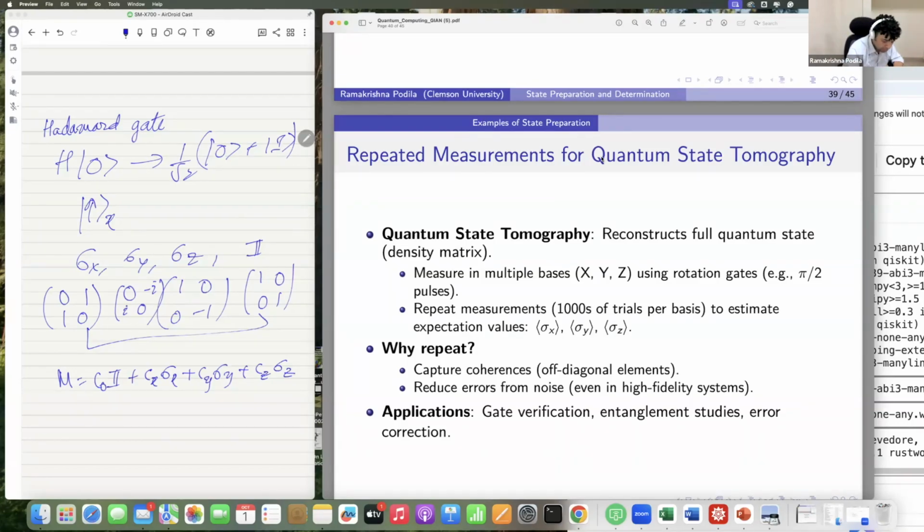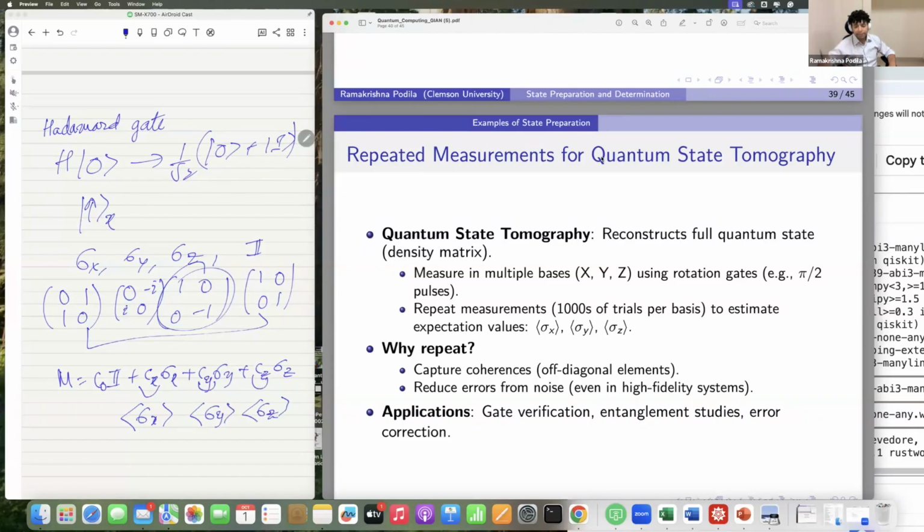Sometimes people use a factor of half. If you see a factor of half, here I'm just writing it as 1, minus 1, but it is actually half, minus half. So you can ignore that factor. But the idea is that this Cx is basically the expectation value along X, and this one is the expectation value along Z.